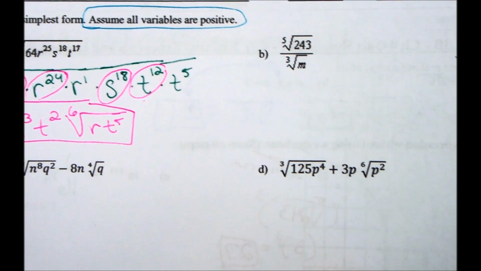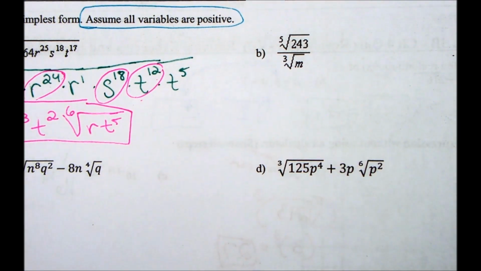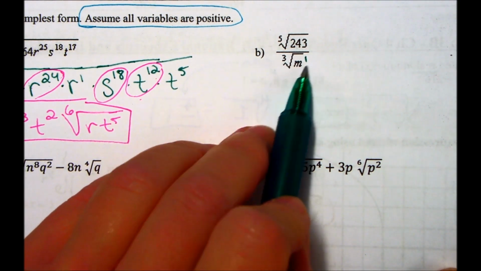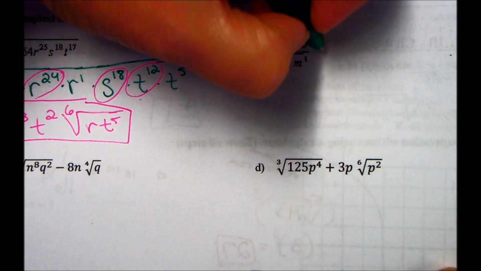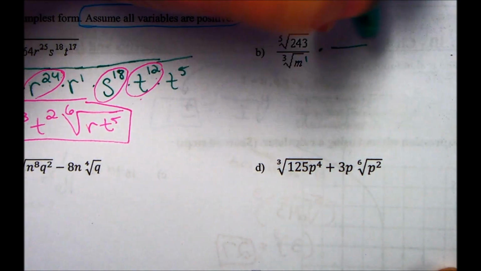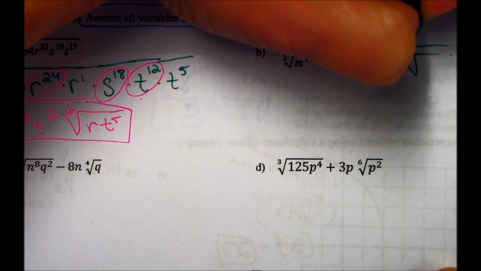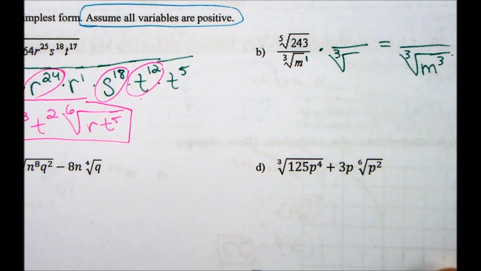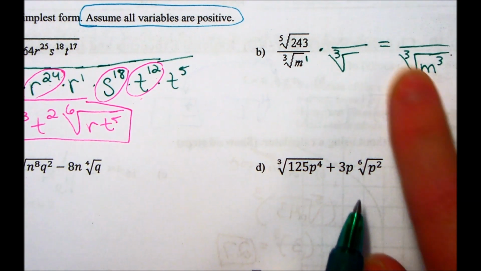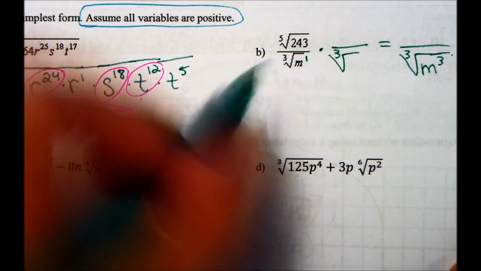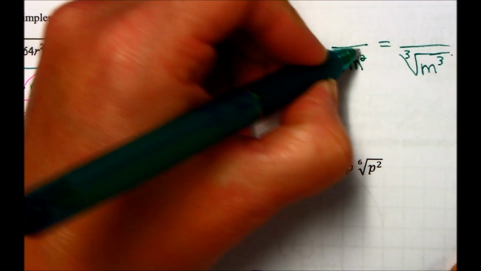All right, moving on to B. So in letter B, we have something similar to what we had on the last page. You have an m to the 1st power under a cubed root. Well, we cannot have a radical in the denominator, so we're going to have to multiply it by another cubed root so that we get the cubed root of m to the 3rd underneath, so that the 3rd root and the 3rd power will cancel out. Well, if you have m to the 1st, you need to multiply that by m squared.